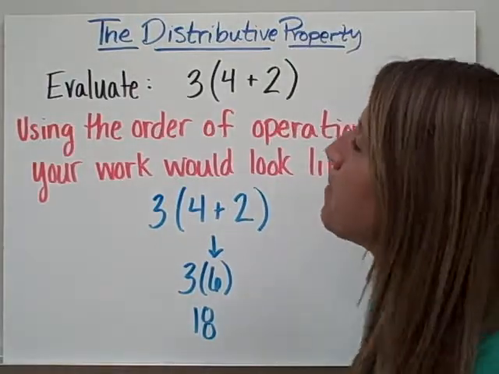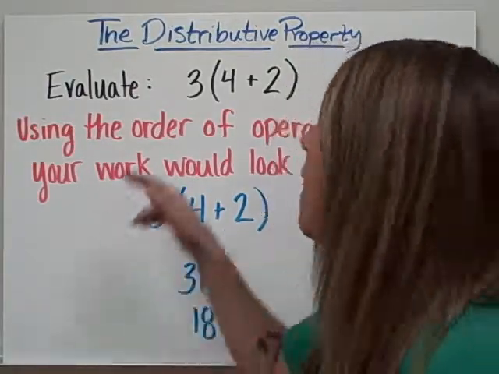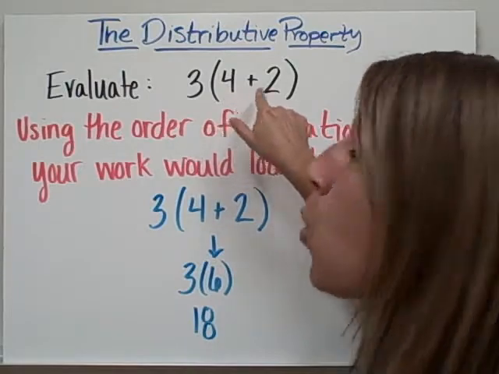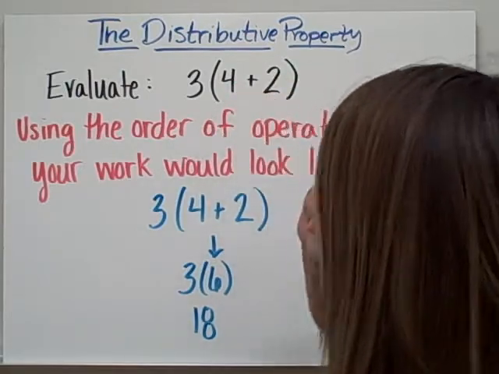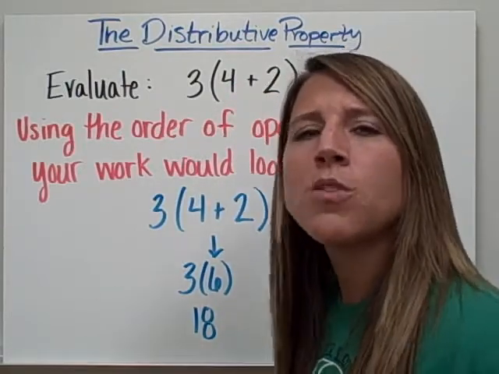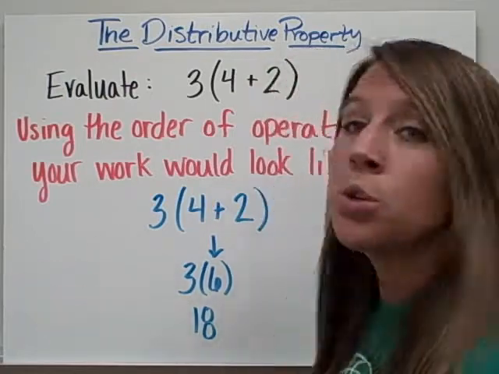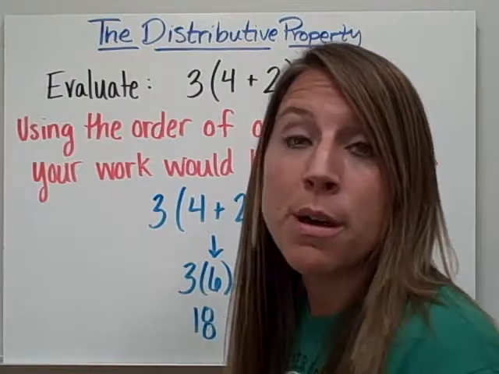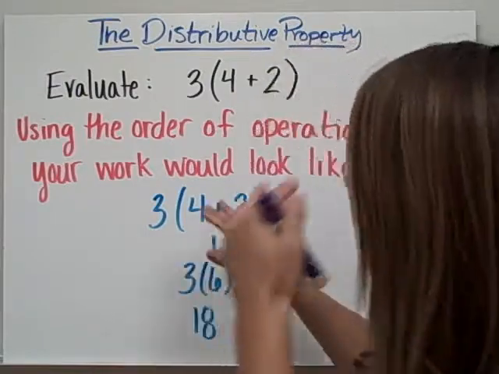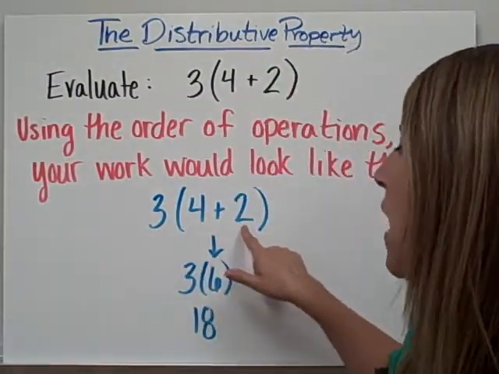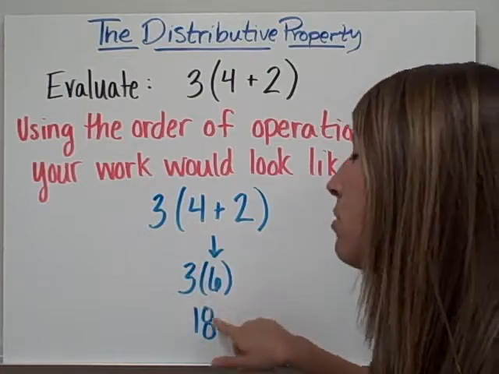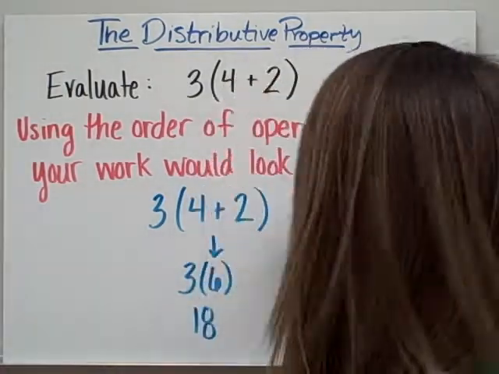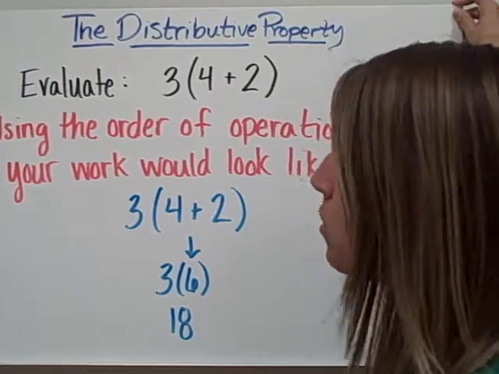So if you were to see something that looked like this, and you were asked to evaluate it, 3 times the quantity 4 plus 2, you might say, well, because of the order of operations, 4 plus 2 is within those grouping symbols, so I'm just going to add that first and then multiply by 3, and you'd be absolutely correct. If you use the order of operations, you would say, well, 4 plus 2 is 6, and I know 3 times 6 is 18. And you're correct. It's absolutely right.